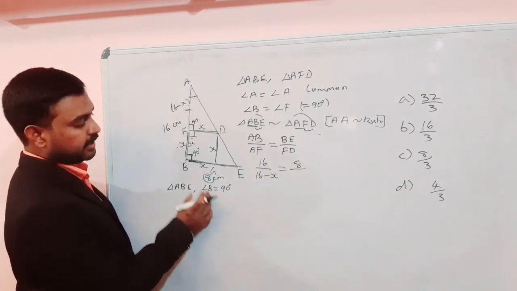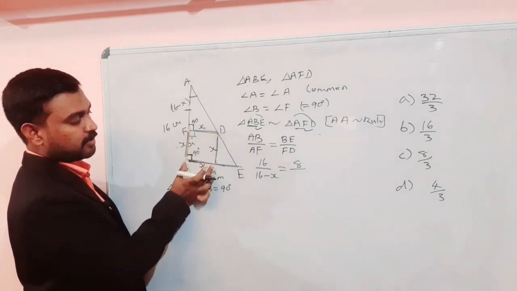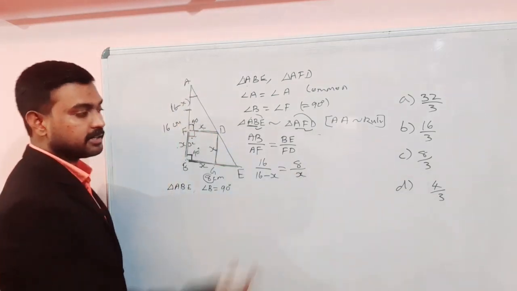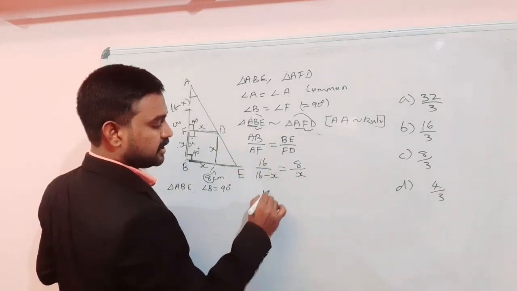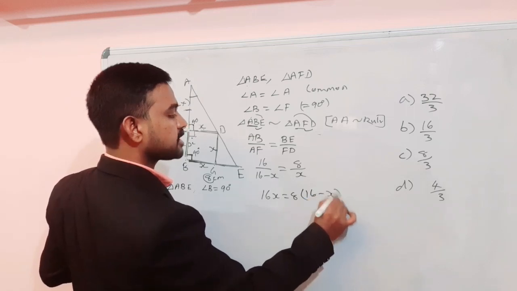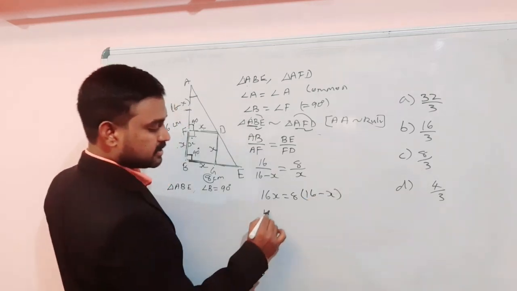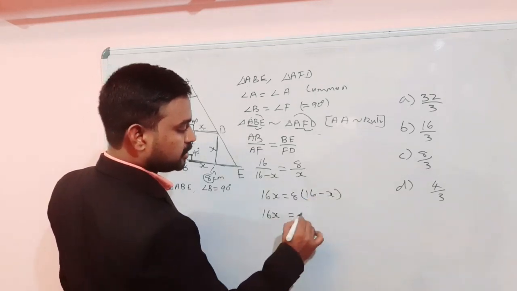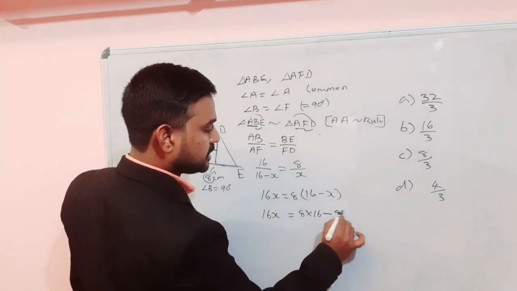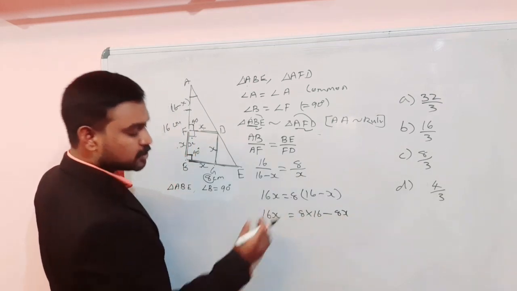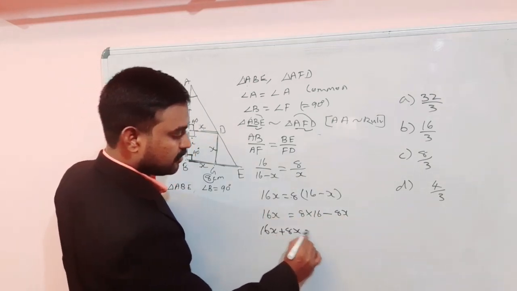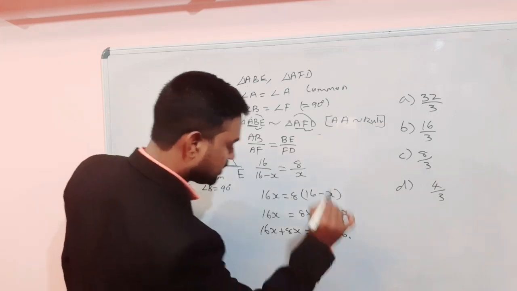What is FD? FD means it is the side of our square which can be marked as x. So here also x. Now we can transpose the terms. X comes to this side, so 16x, and 8 into 16 minus x. So we can write 16x is equal to 8 into 16, no need to multiply, just keep it there, 8 into x minus 8x. This minus 8x, bring to left side, it will be 16x plus 8x, which is equal to 8 into 16.